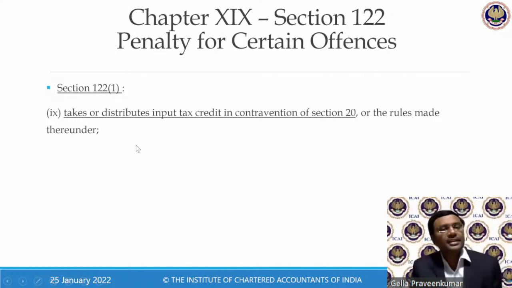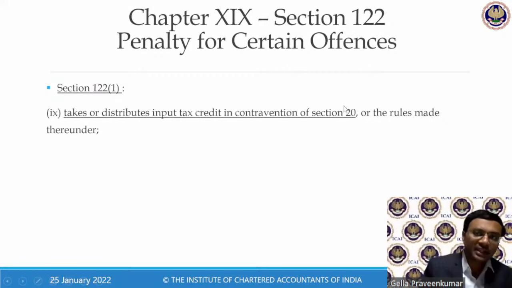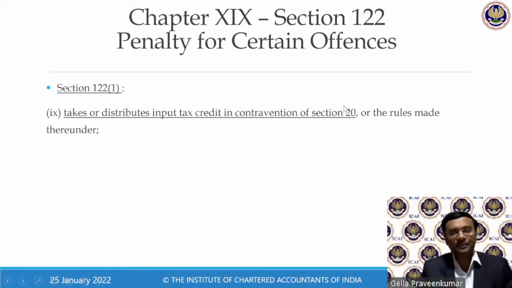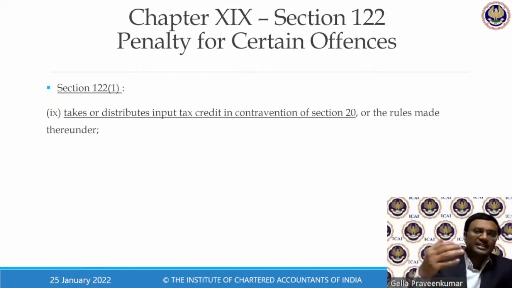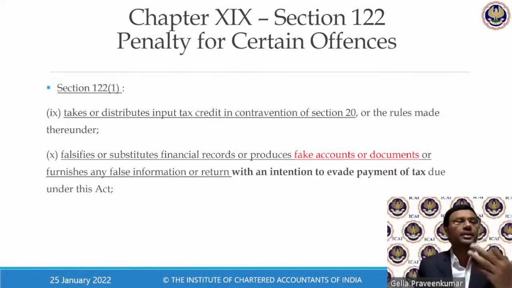Takes or distributes input tax credit in contravention of section 20. This section 20 deals with your ISD, input service distributor. So as an ISD, you have received the goods or services which were distributed erroneously, distributed wrongly.